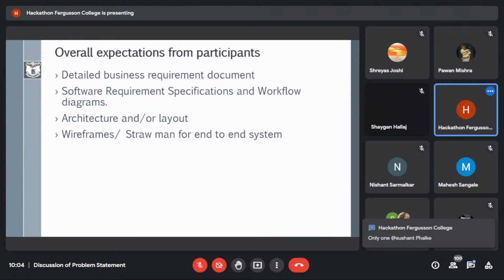Yes, sir. Can we contribute with only one problem set? Yes. You are not allowed to choose two proposals. You decide which one is more suitable for you, and you have to take only one problem statement. It may be possible that you are capable of solving all three problems, but that is not going to work. You have to solve only one problem, right?